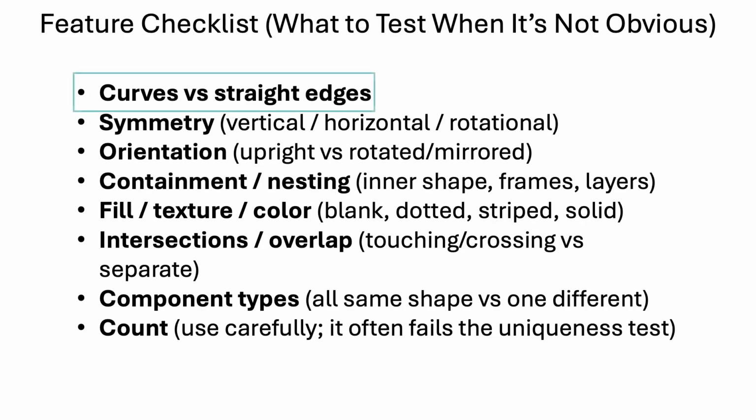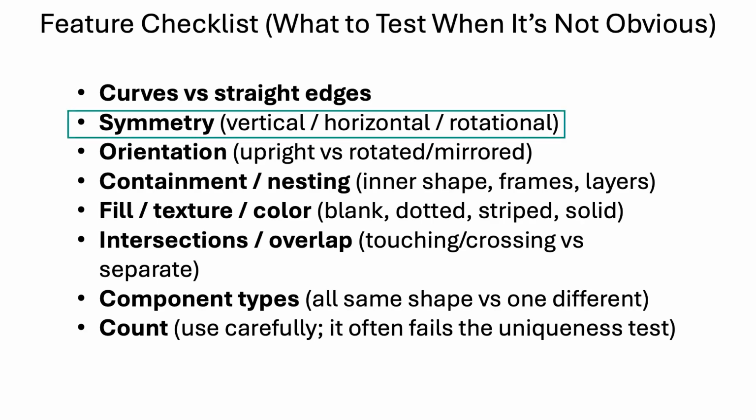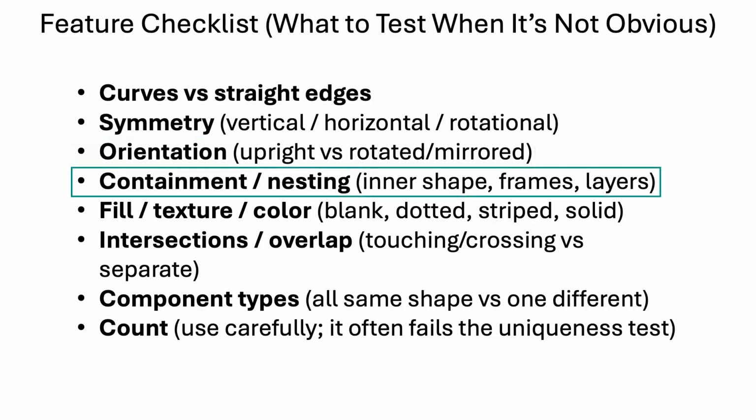So first we have curves versus straight edges. And this is what we've seen in that previous example. We had 3 elements where we had shapes that all contained straight edges, and we had one element that was a circle which did not have straight edges. Then we have symmetry, where there can be vertical, horizontal, or rotational symmetry. We also have orientation, so upright versus rotated or mirrored. Containment and nesting. This we also saw in our previous example, but notably, it did not contribute to forming that majority pattern. So there can be inner shapes, frames, layers, and so on.